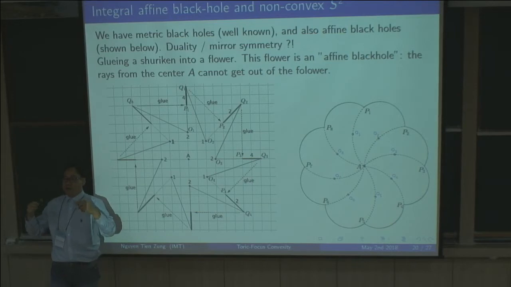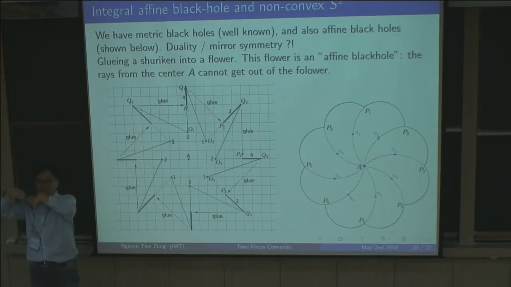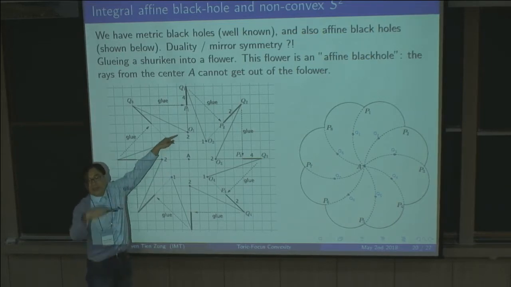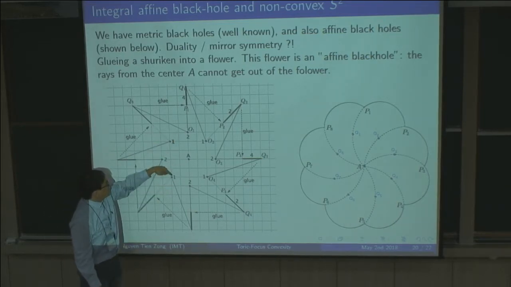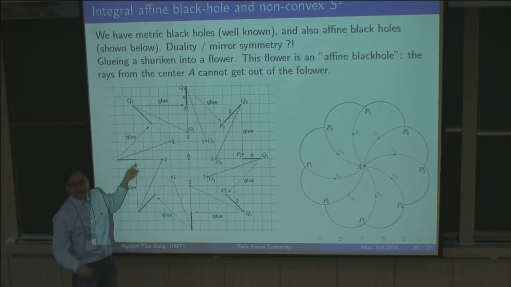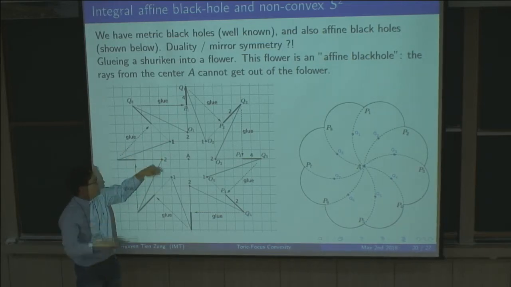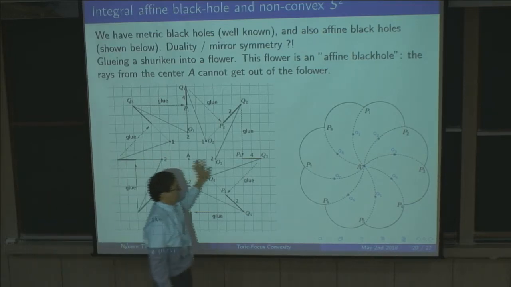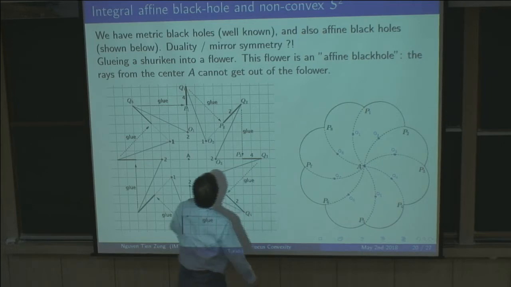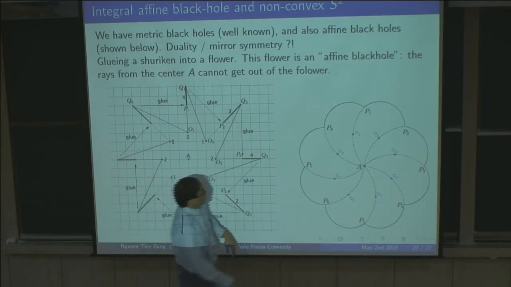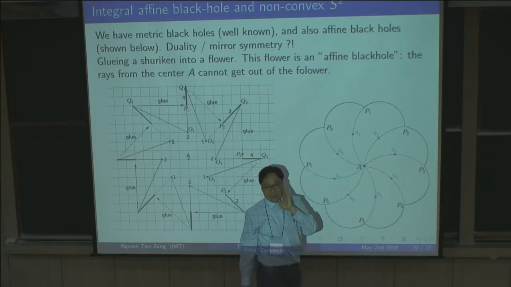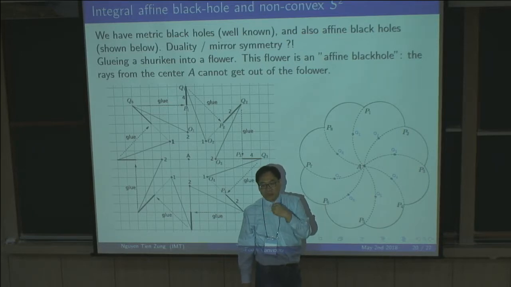It has 8 edges. Then you glue this edge to this one, this to this, and so on, the same way as I showed before, to get focus points. After gluing, these points become focus points inside the thing. Here the index is 1, here the index is 2. The index of the monodromy is 1, 2, 1, 2, 1, 2, and so on. After gluing, it becomes a flower with 8 focus points inside.